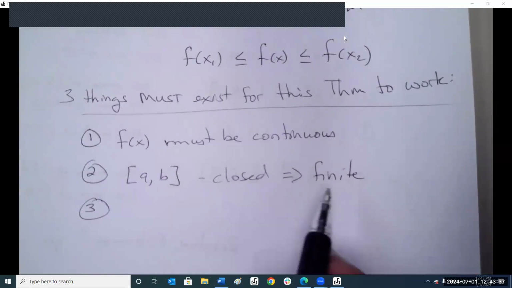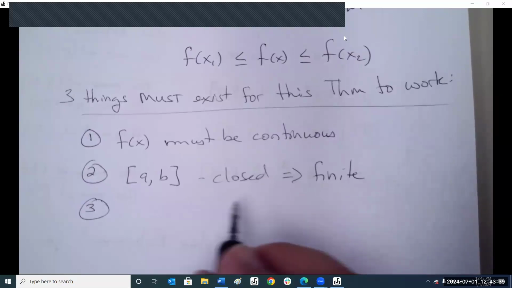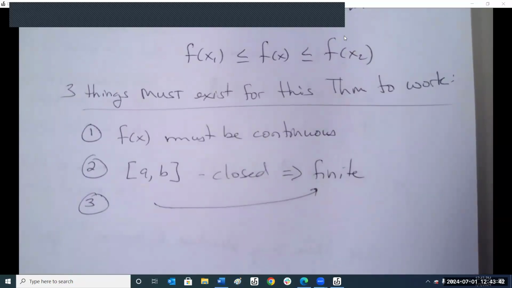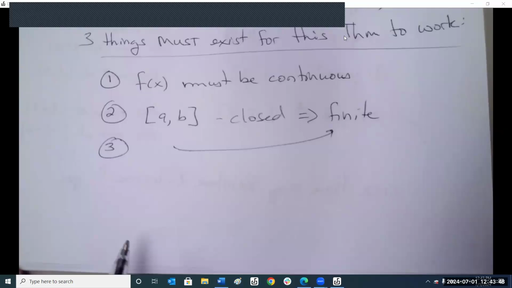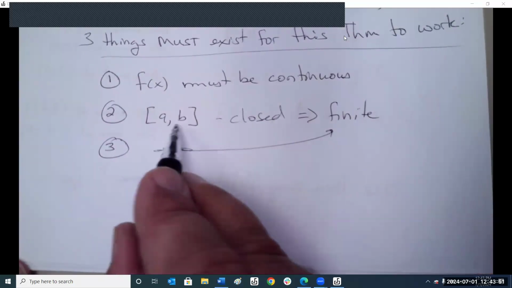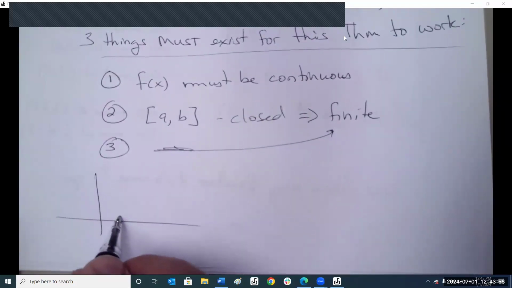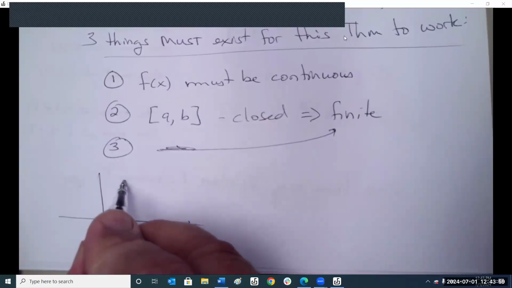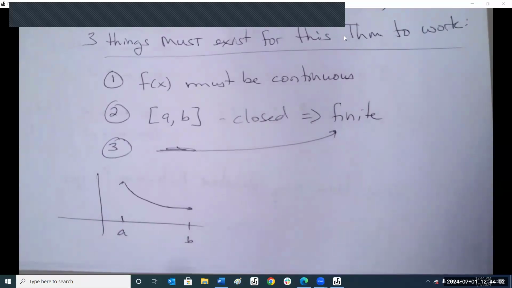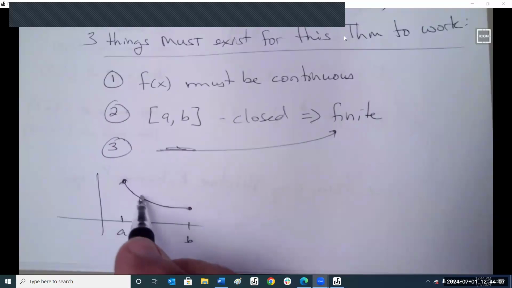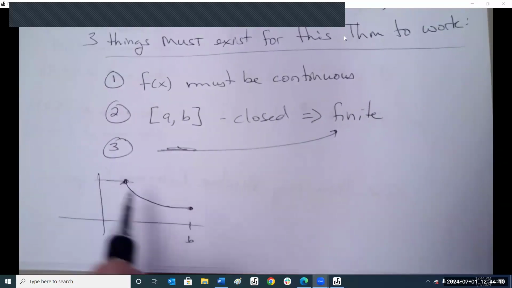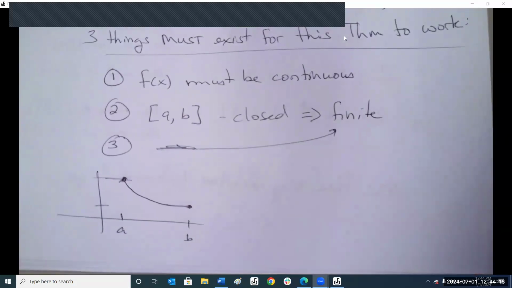The interval is closed, and that's both of them there. So no matter what kind of graph you have, the third condition is that the closed interval has to exist and it has to be finite. So if here's a and here's b, the endpoints have to exist, and it has to be continuous. Because of that, I will have a maximum and a minimum. There's no other way you can do it.